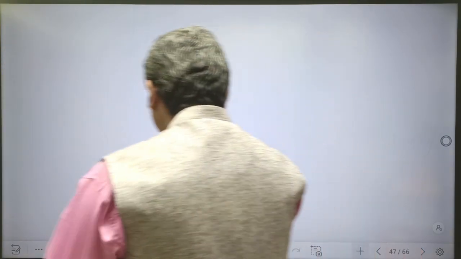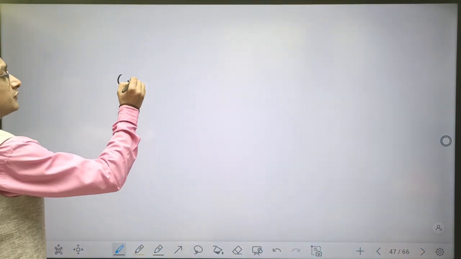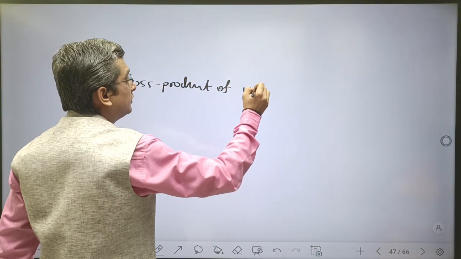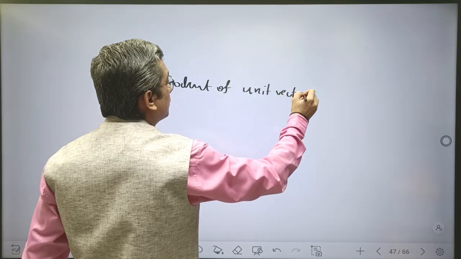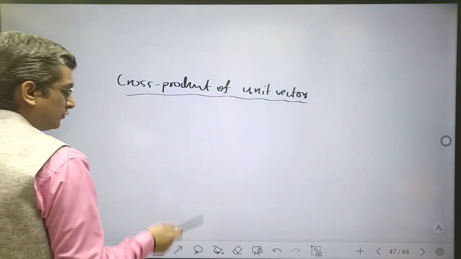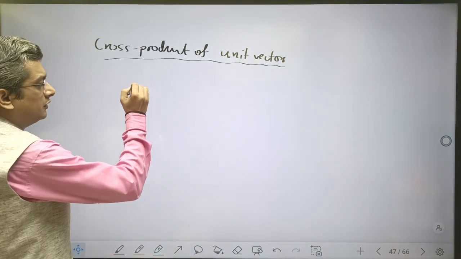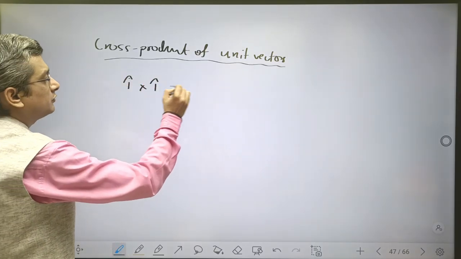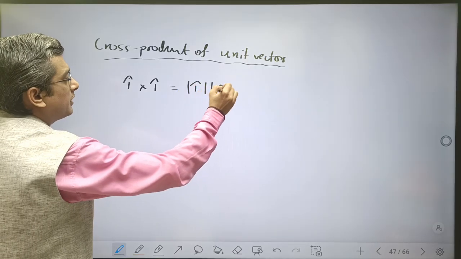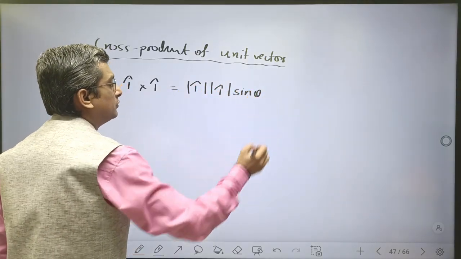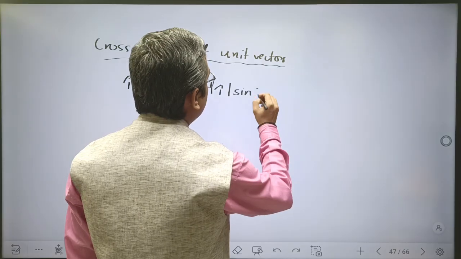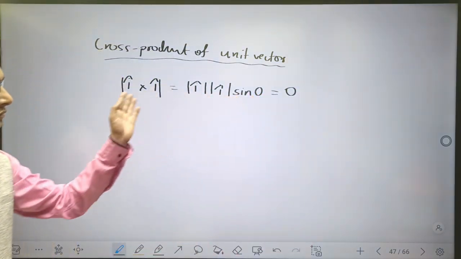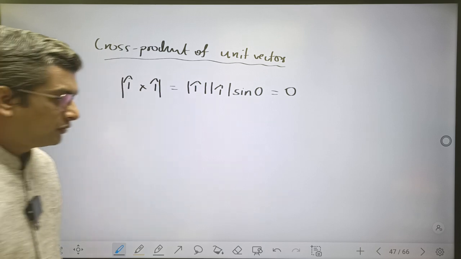Now let us have the cross product of unit vectors. This is very important. Just as we have taken the dot product of unit vectors, here we are writing the cross product of unit vectors. If I write I cap cross I cap, this is the magnitude of I cap, then the magnitude of I cap, and the angle between the two. The angle between I cap and I cap is 0, so its magnitude will be 0 because sine 0 is 0. Then the whole will be 0.